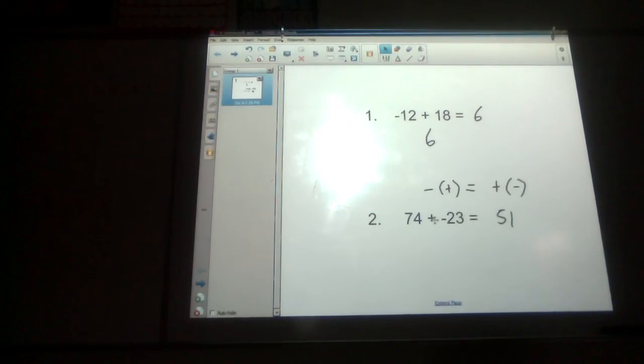And just going back to the first model that I talked about, if we find the difference between these two numbers, it is still 51, and then we keep the sign of the number with the greatest absolute value. And again, this positive 74 has the greatest absolute value, so our answer has to be positive.